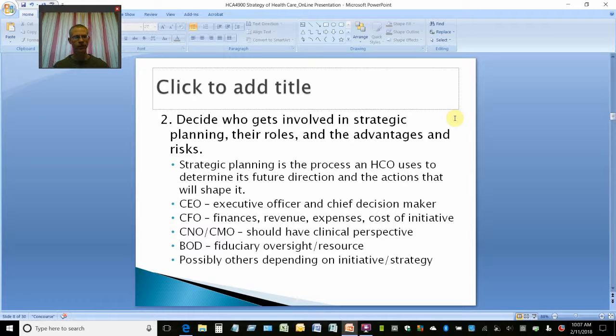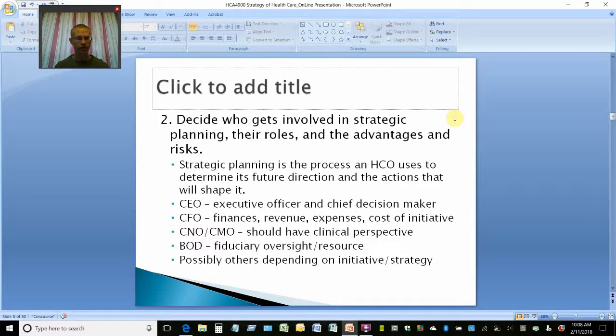Decide who gets involved, their roles, and the advantages. So strategic planning is the process an HCO uses to determine its future directions and the actions that will shape it. That's according to the text from Harrison. A CEO should absolutely be involved. It's the executive director and the chief decision maker, the CFO. Any initiatives that are going to be set, the direction of the organization, its current position, this is all going to be dependent on the revenue, expenses, financial balance sheet, and any cost of the initiatives. Obviously, the CFO would have that information.